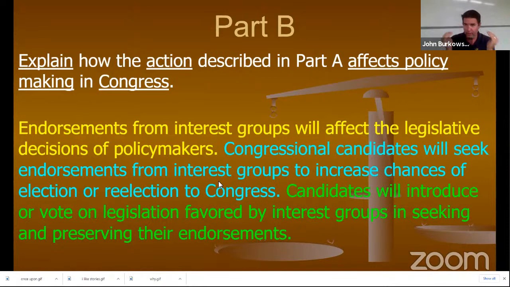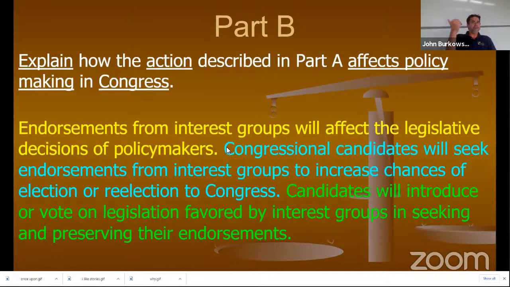Now, the juicy part, the close the loop part, the good stuff, the one that's gonna really get you the point, really show the reader, and I get this. And you notice how it's yellow and blue make green. That's exact. Candidates will introduce or vote on legislation favored by interest groups in seeking and preserving their endorsements. Why are they doing this? What is it about endorsements that congressional candidates will want to seek this? Why would they do this?